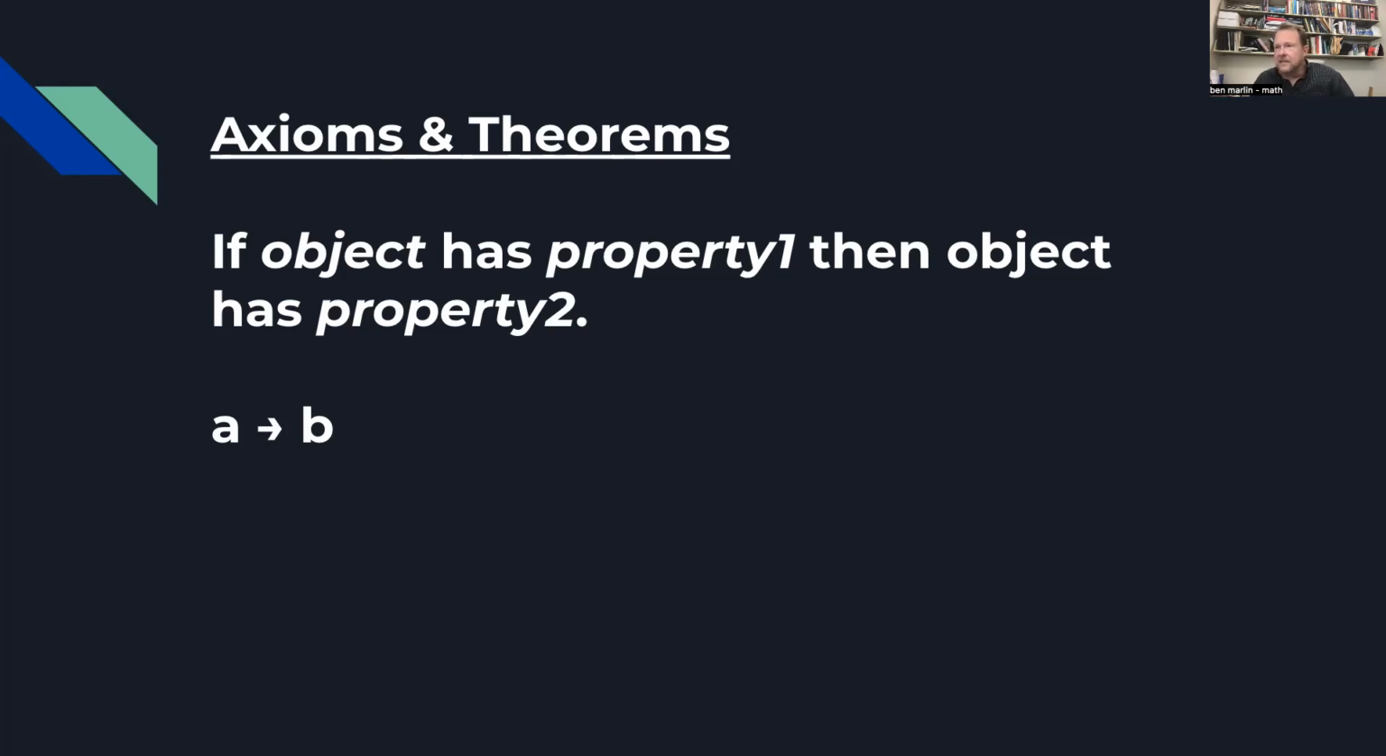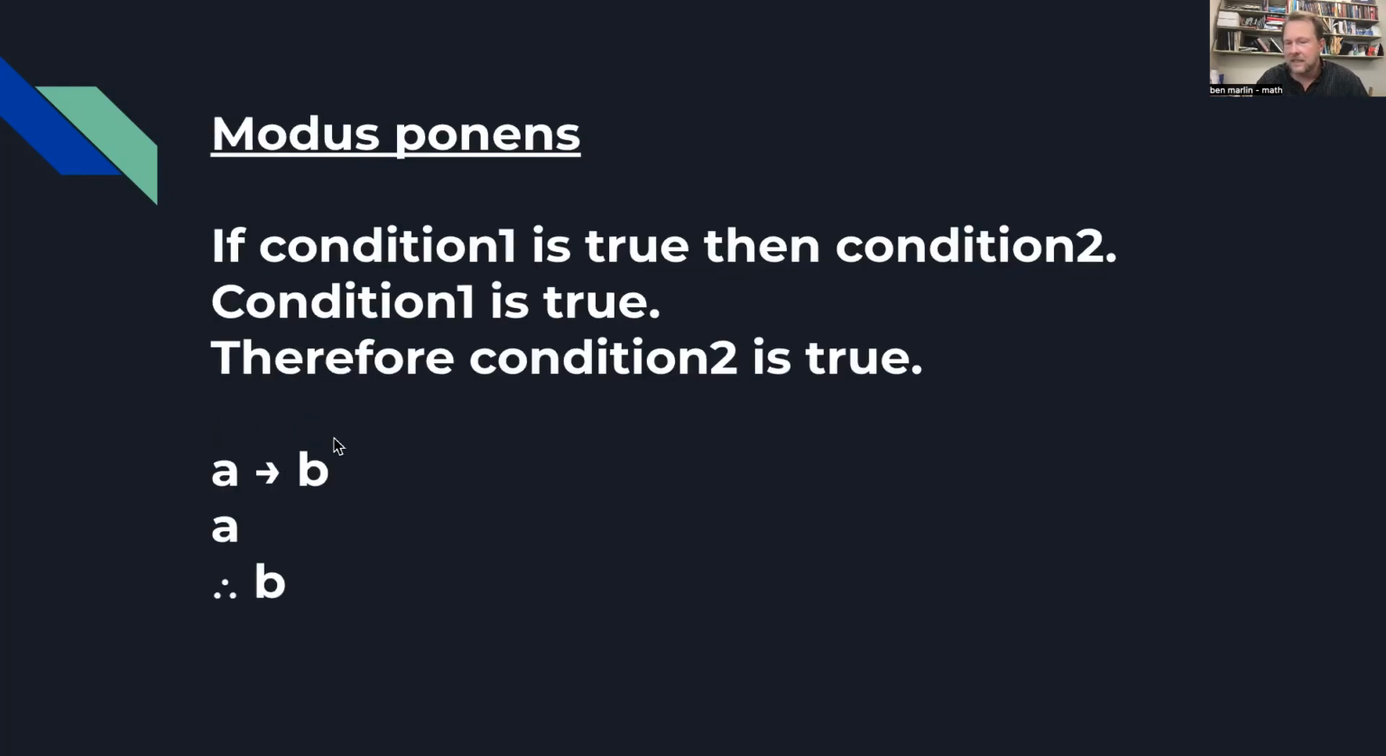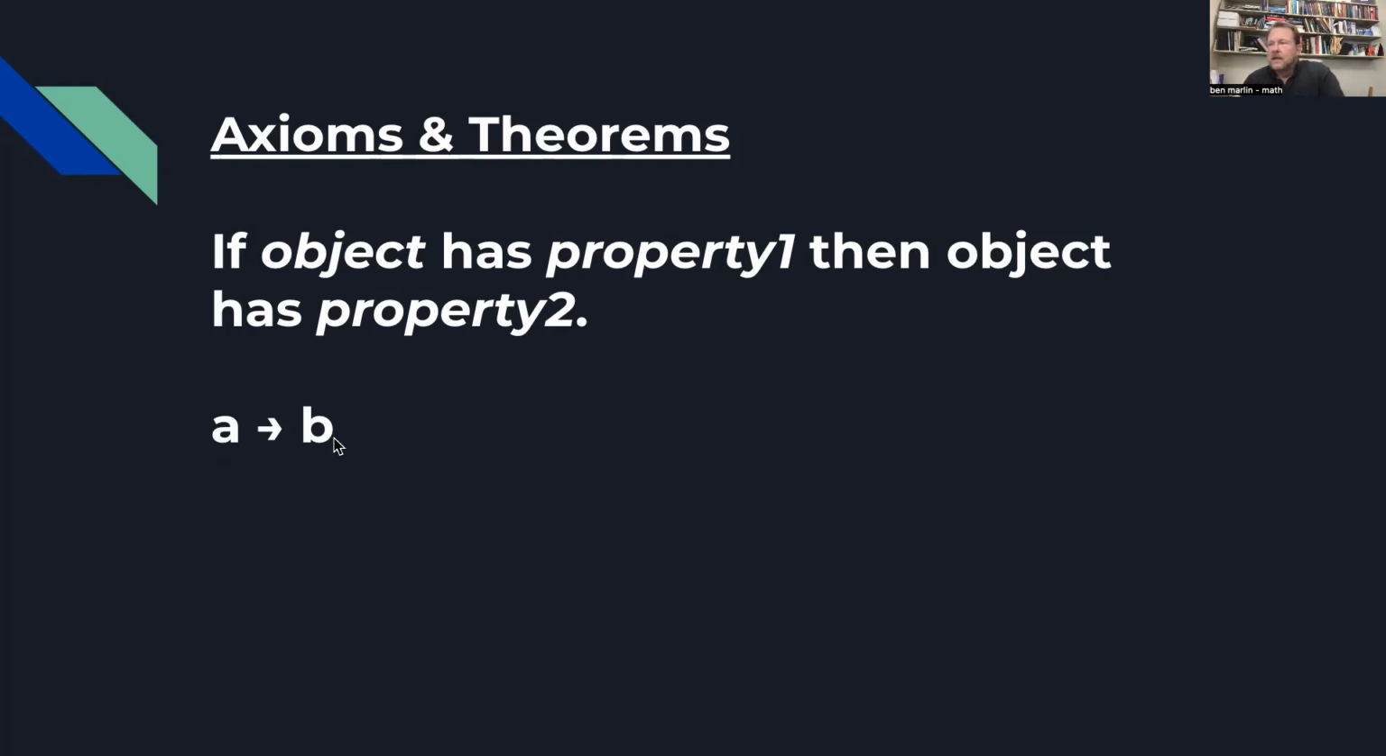But you may see this notation down here below. A arrow B is sometimes read as if A, then B. The A is some statement, and the B is some other statement. And when you state an axiom, you are saying that this if-then statement is true. Anytime that the if part is true, the then part has to be true as well.